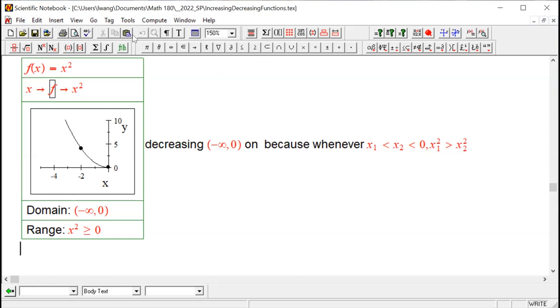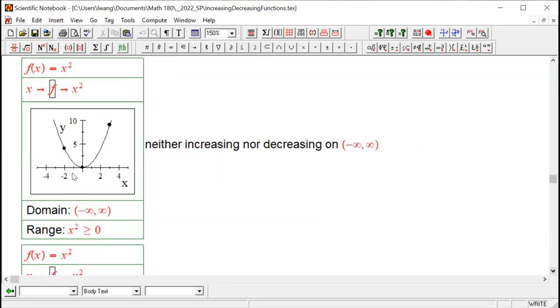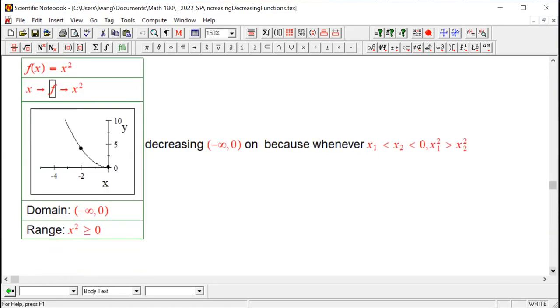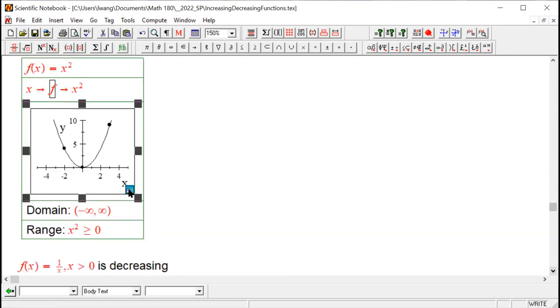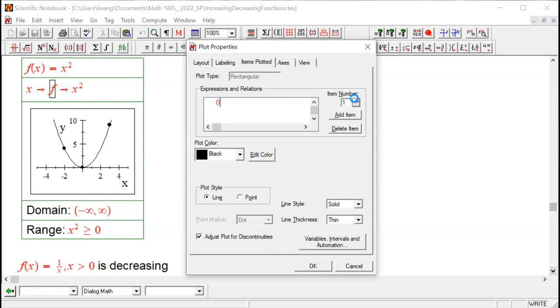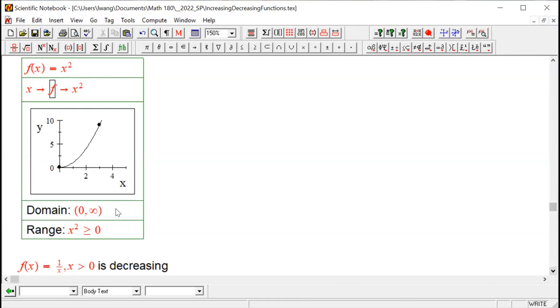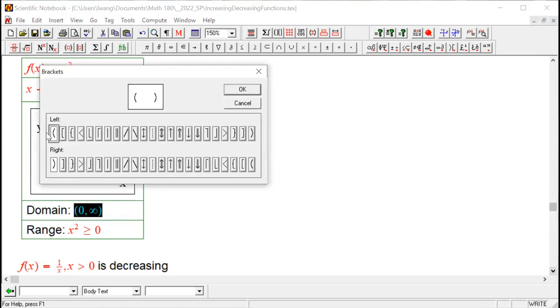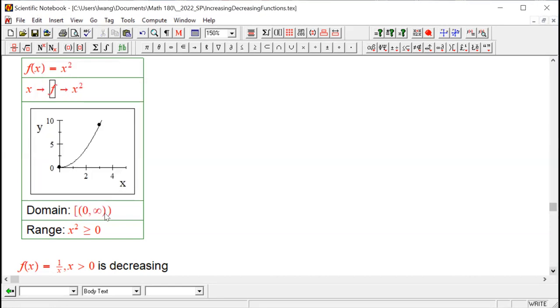How about on the right side? I'm going to just look at this picture. The graph is from 0 to infinity. Of course, I can include the 0. So that's increasing, isn't it? Whenever x1 is less than x2, x2 squared will be larger than x1 squared. It's increasing on that interval.